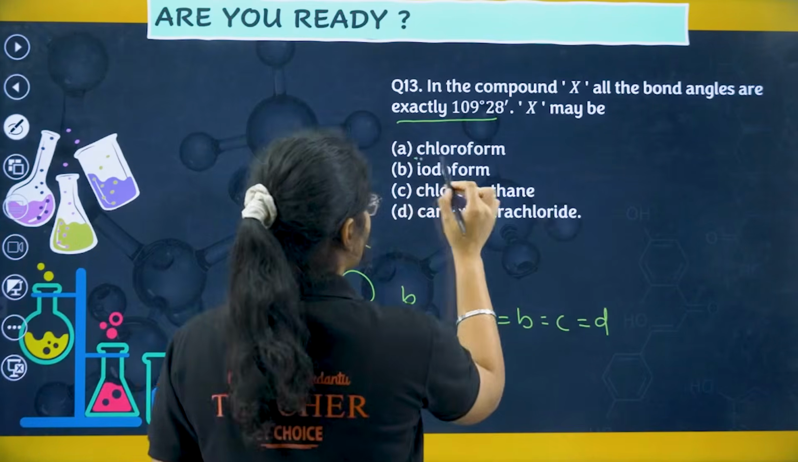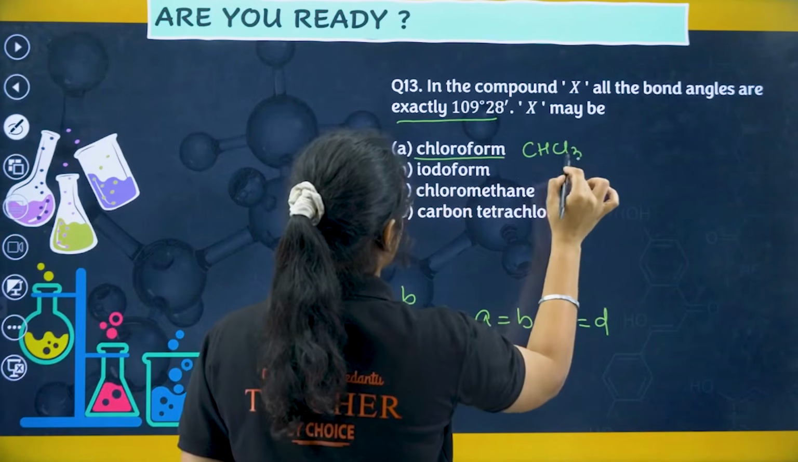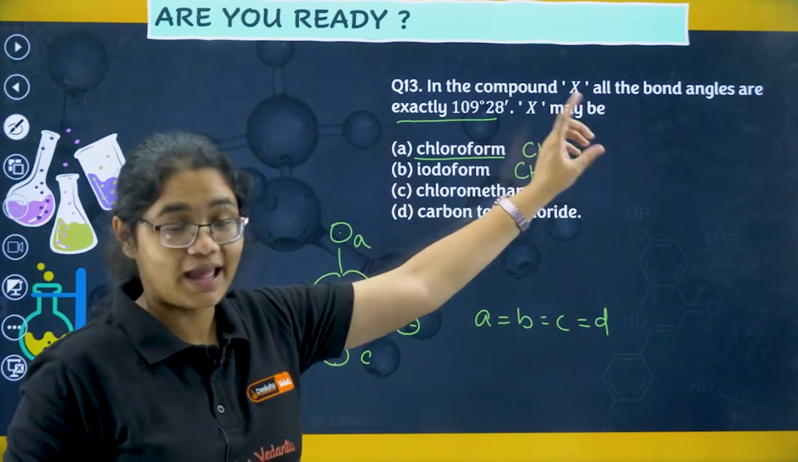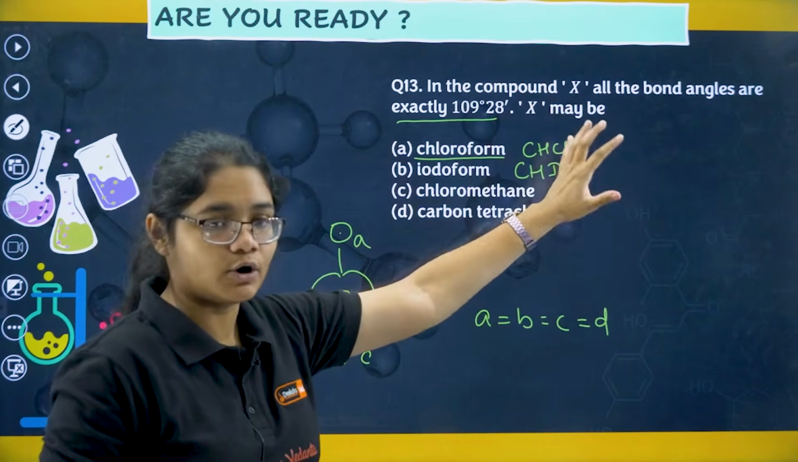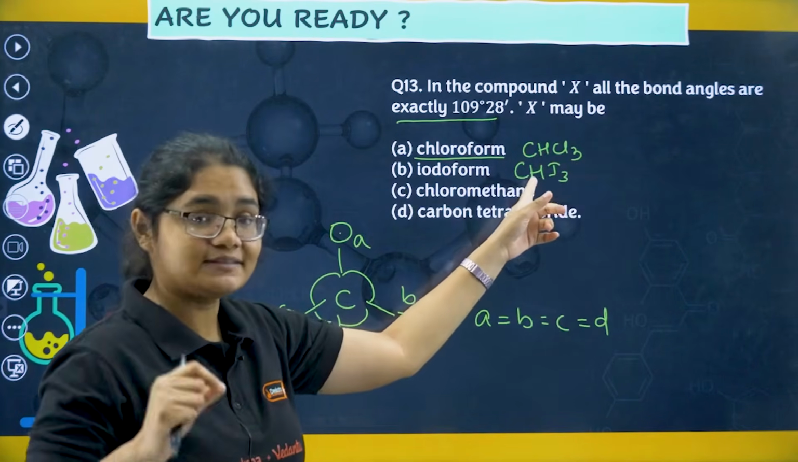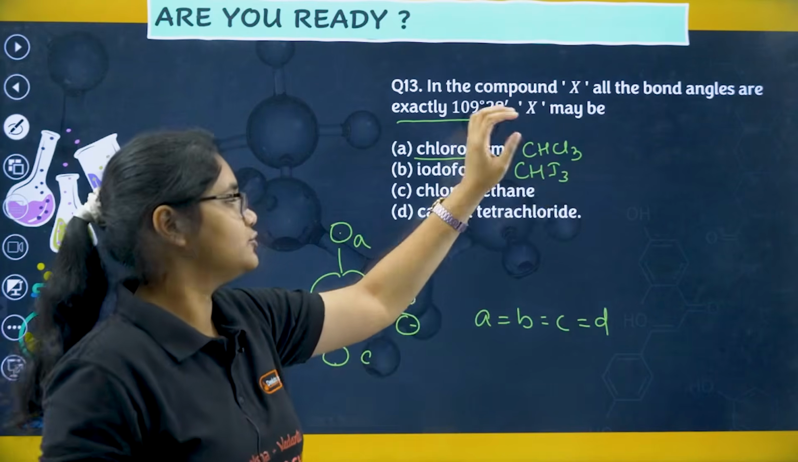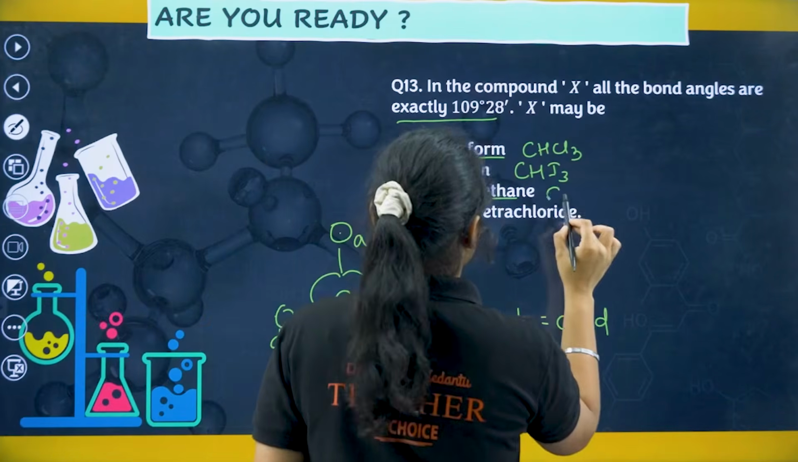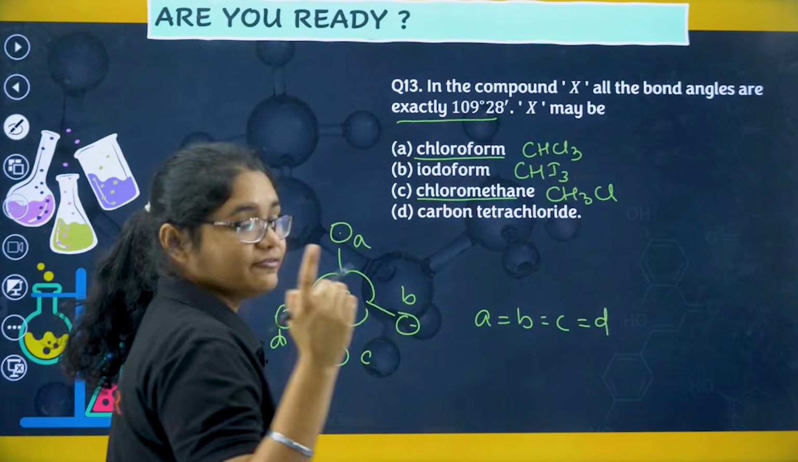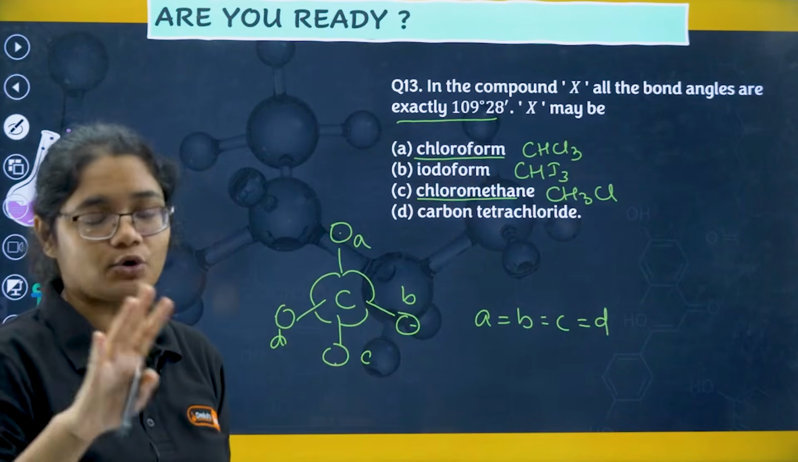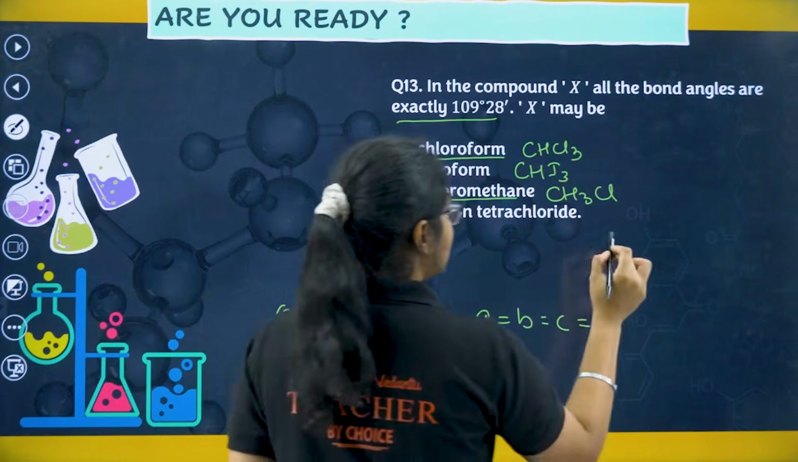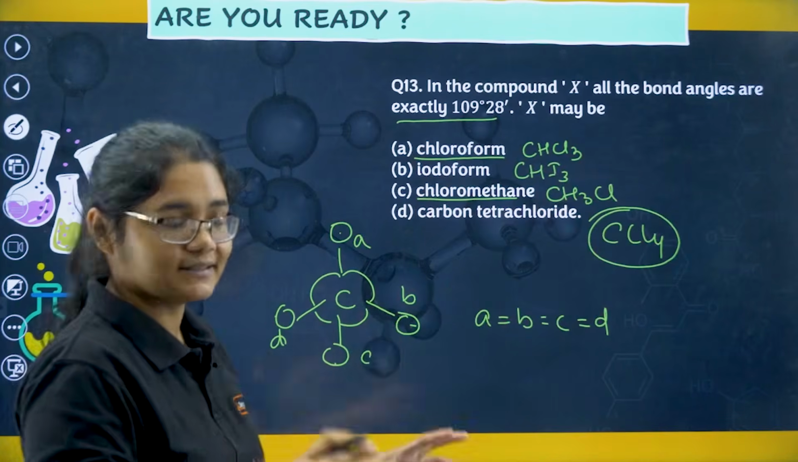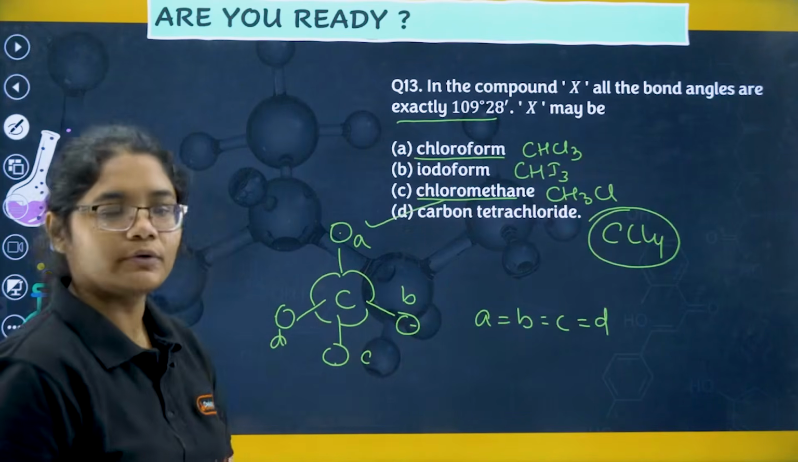So if you see chloroform, the formula is CHCl3. For iodoform, CHI3. Okay, so there are 3 C-Cl bonds and 1 C-H bond. So all the 4 bonds are not identical. Here also there are 3 C-I bonds and 1 C-H bond, so all the 4 bonds are not identical. Chloromethane, you have CH3Cl. Here you have 3 C-H bonds and 1 C-Cl bond. So all the 4 bonds are not identical. Carbon tetrachloride, here you have all the 4 groups the same. All the 4 bonds are the same. So here the bond angles will be equal.